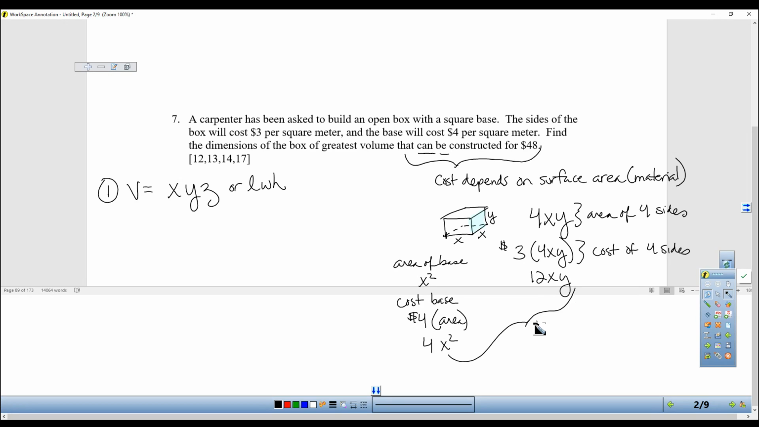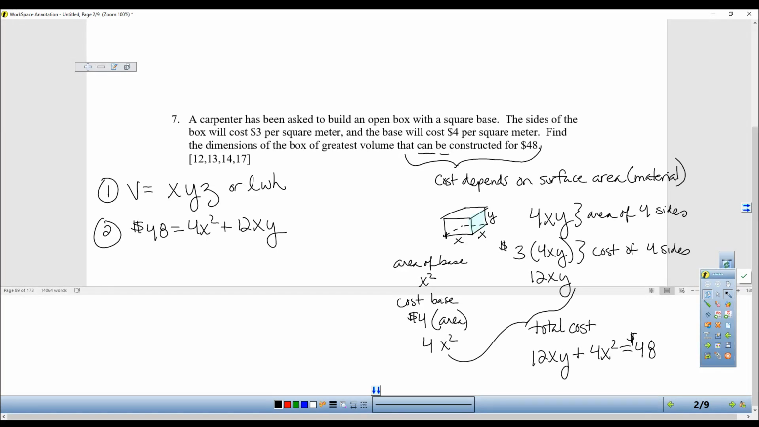What is my total cost? My total cost is going to be the cost of the sides plus the cost of the base, and I'm limited to $48. This is my constraint. This was a lot different than what we've done so far. So 4x squared plus 12xy.